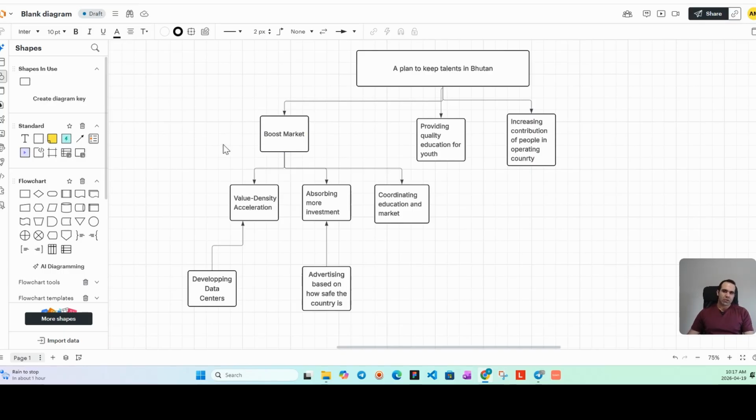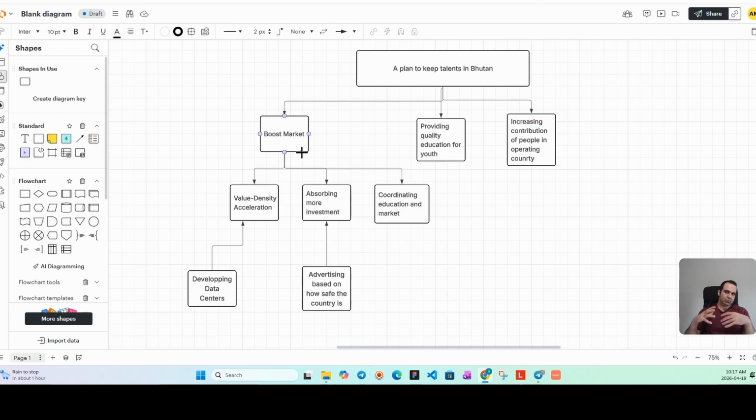So in this video, we talked about a plan to keep talents in Bhutan. According to Gemini, since I don't have enough knowledge, we just relied on Gemini and we are practicing with it. According to Gemini and what we understood, with these three functions we can have a plan to keep talents in Bhutan. We need to boost the market in Bhutan, provide quality education for young people, and increase the contribution of people in operating the country.